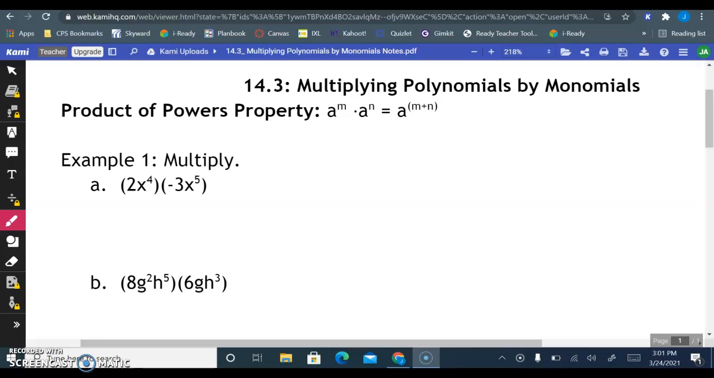For section 14.3, we will be multiplying polynomials by monomials. So that means one term by multiple terms. And the one property that you need to remember is that when you have the same base and you multiply, you can add the exponents. So for example, here we have a to the m power times a to the n power. That's going to equal a to the m plus n power.